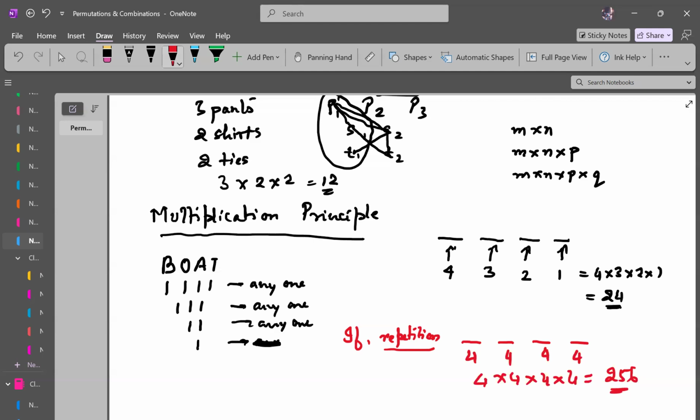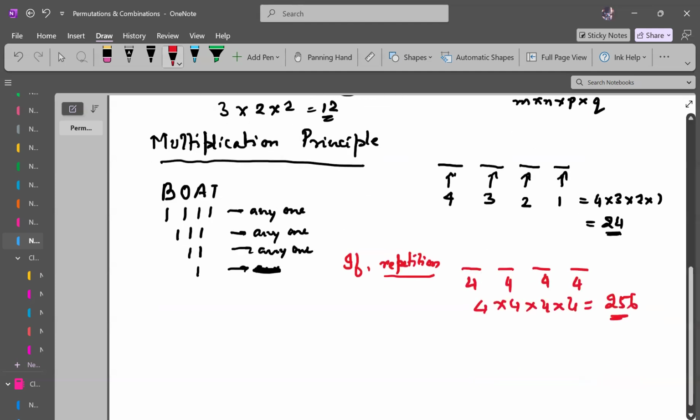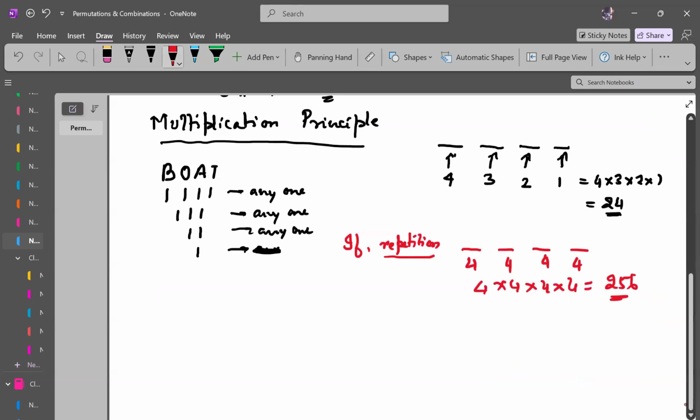Let's try something different. A slightly different question, not difficult, but slightly different. Gradually we will keep changing the level of the questions. So write down the second example.